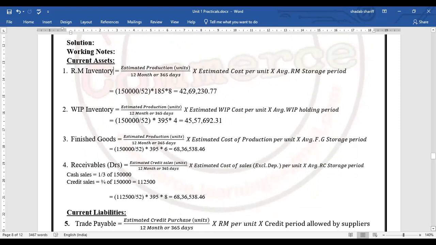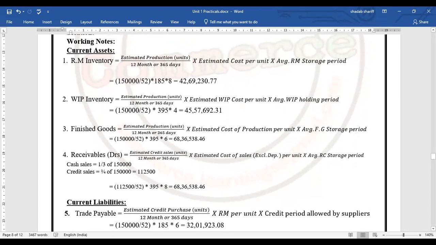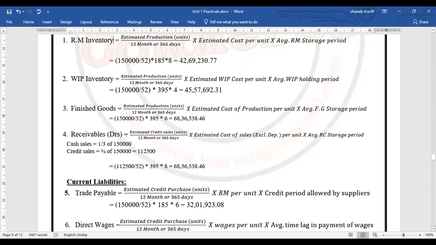In this question, we have to consider 52 weeks into raw material per unit, that is 185 per unit cost we are incurring on purchase of raw material, into the period allowed by the supplier, how much period they are allowing, that is in the additional information. If we simplify, that is 1,50,000 divided by 52 weeks into 185 cost per raw material into 6, that is the period allowed by supplier. Then we will arrive to 32,01,923.